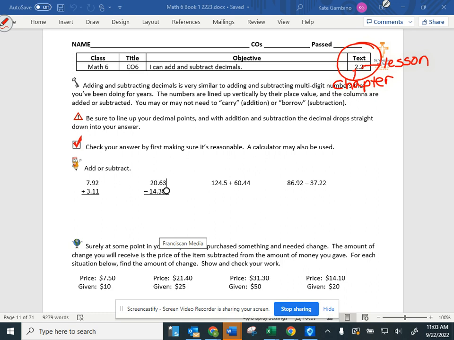Okay? So that's why we have the textbook. It is a resource for us, and that's how we use it. We look at the text, or textbook, and it tells you your chapter and the lesson in that chapter. That was a very good question.